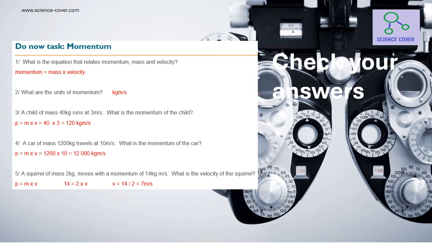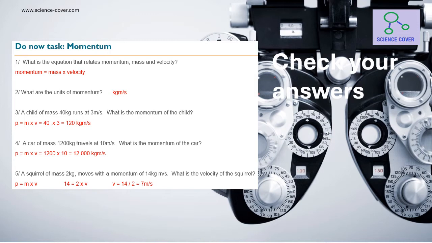A child of mass 40 kilograms runs at 3 meters per second. What's the momentum of the child? So we need to do 40 multiplied by 3, and that's 120 kilogram meters per second. A car of mass 1,200 kilograms travels at 10 meters per second. What is the momentum of the car? So this time we do 1,200 multiplied by 10, which is 12,000 kilogram meters per second.